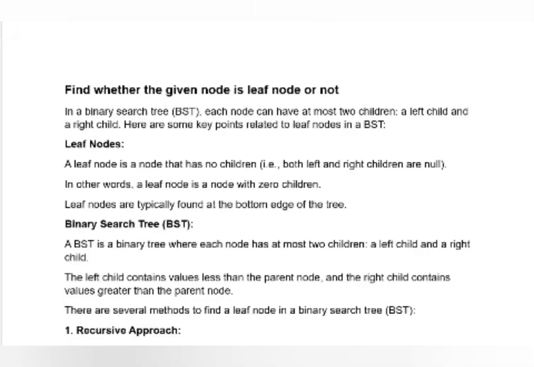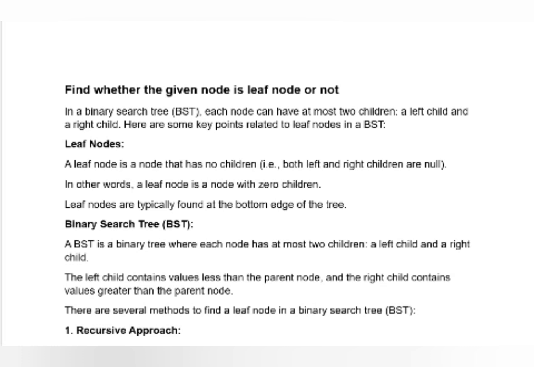Now I'm going to explain whether the given node is a leaf node or not. In a binary search tree, each node has at most two children, a left child and a right child. The left child contains values less than the parent node and the right child contains values greater than the parent node. There are some nodes which don't have any children, that is, both left and right child are null. Those we call leaf nodes. Leaf nodes are found at the bottom edge of the tree.